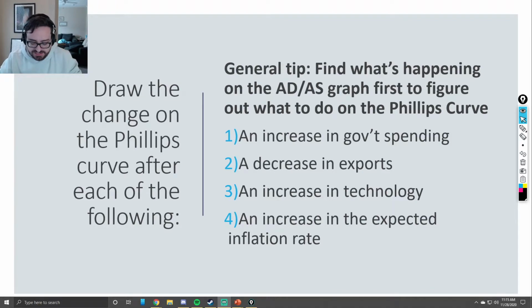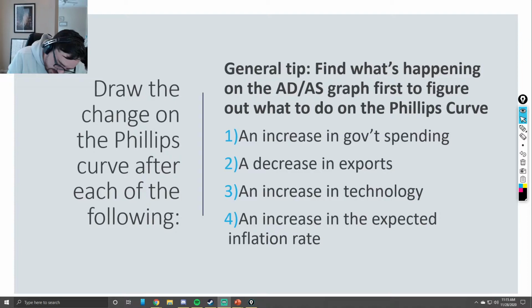2 is a decrease in exports. That's the opposite. That's a decrease in aggregate demand. So you'd move down along your Phillips curve. Opposite direction. I'll do a quick, tiny sketch of that. The purple line that I've drawn will do it.